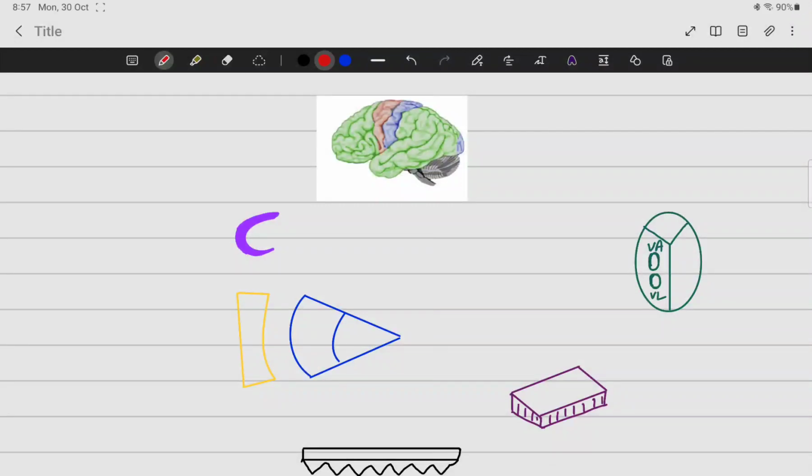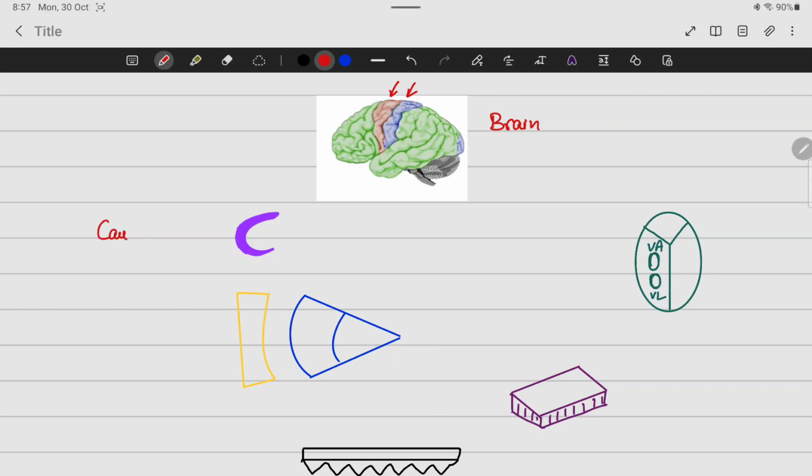So hello guys, today we'll talk about some circuits which are concerned with basal ganglia. Before really starting with the circuits, I'll name some of these things which I've drawn here. This obviously is the brain, and we are concerned with these things here. These are the primary motor cortex and sensory cortex.